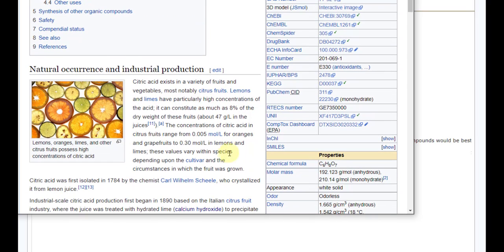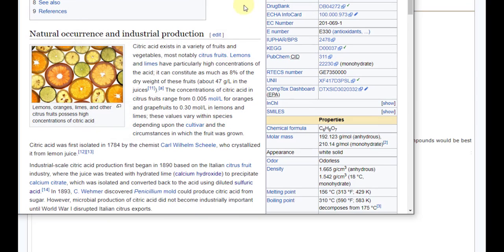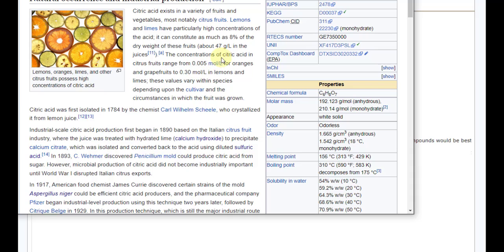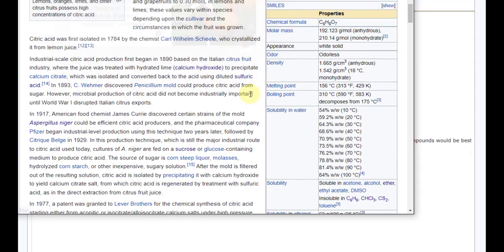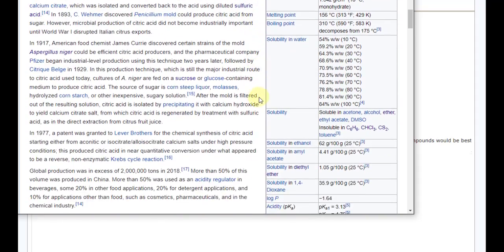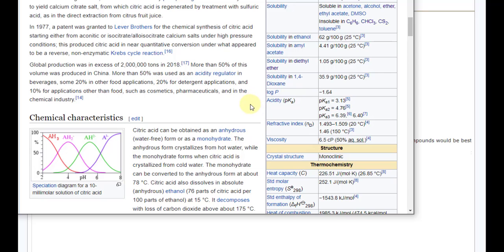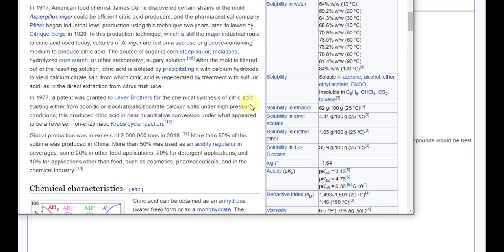And in fact, if you get some lemons, you can get 0.3 molar citric acid. Oranges are about 0.005 molar. It used to be that they produced most of the citric acid using fruit. That was a common arrangement, but during World War I, you couldn't get a lot of it from Italy because of wartime conditions. Now it's produced by using a mold.